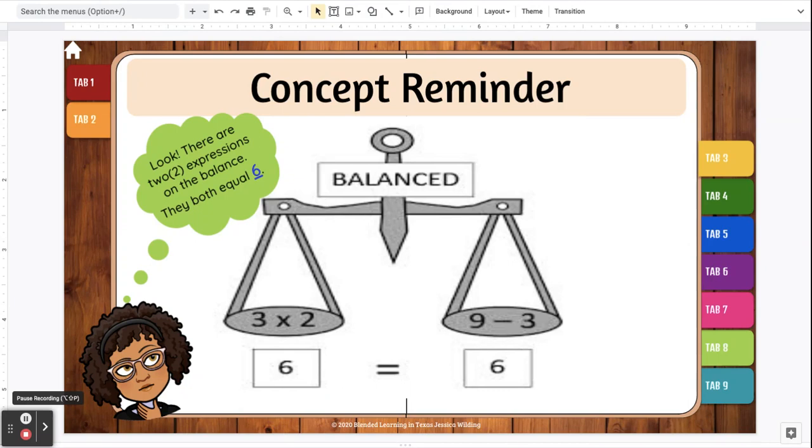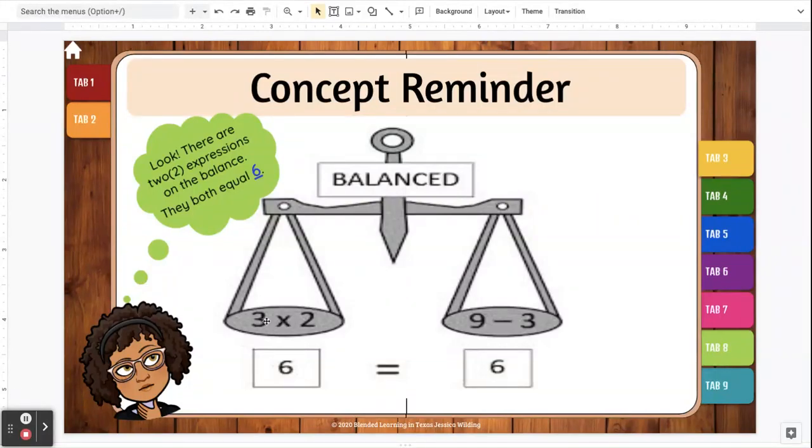All right, so first let's talk about some things. Concept reminder. Equations are simply balances. An equation is just two expressions separated by an equal sign whose values are the same. So let's look at our balance.